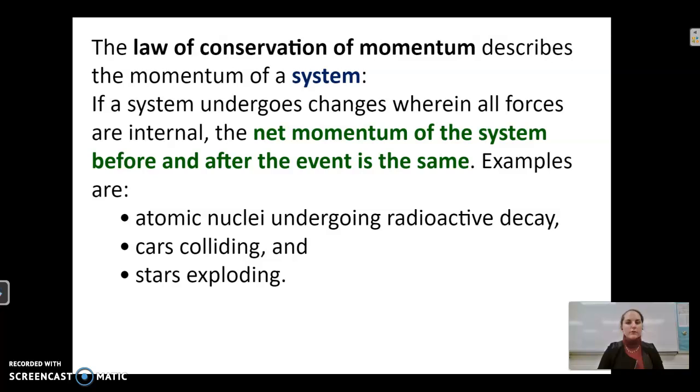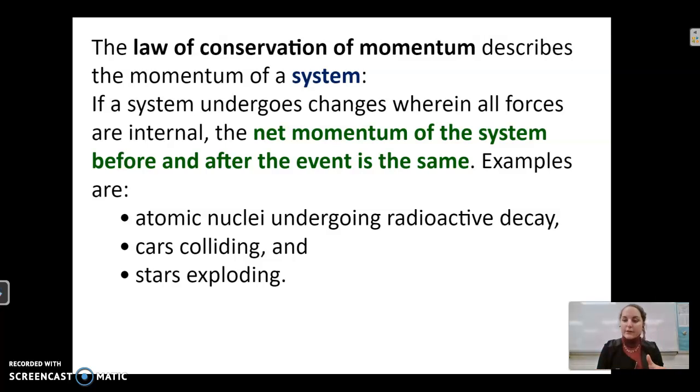All right, so the law of conservation of momentum describes the momentum of a system. If the system undergoes changes wherein all the forces are internal, just like our cannon and cannonball, the net momentum of the system before and after the event is the same. And again, that's the net momentum. So you could have different objects within the system, like let's say the cannon and the cannonball, right? They're both two different objects, but because we're counting them in the same system, we have to solve for the net or the combination of the momentums going on there, okay? I almost said forces, like we're still talking about Newton's stuff, but that's okay.